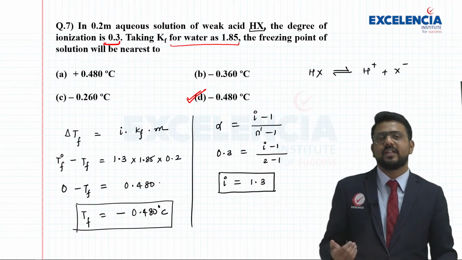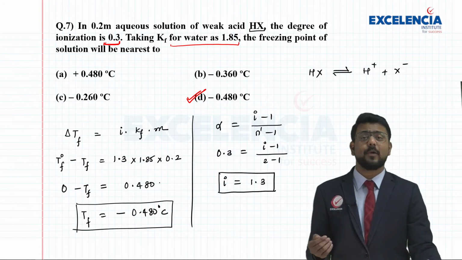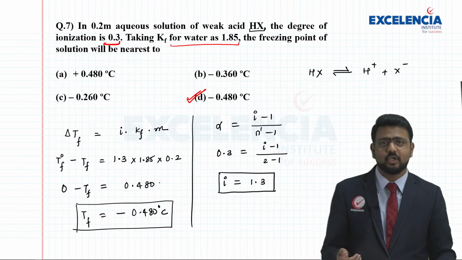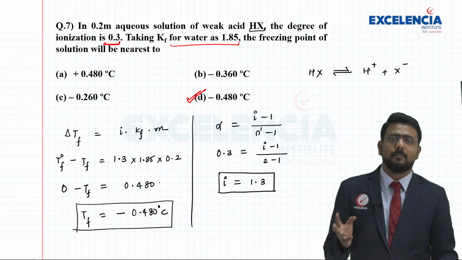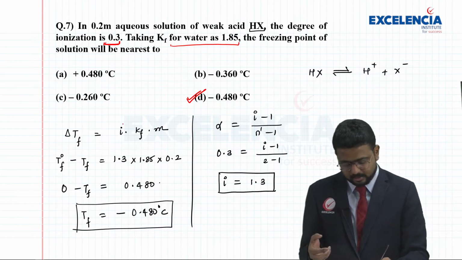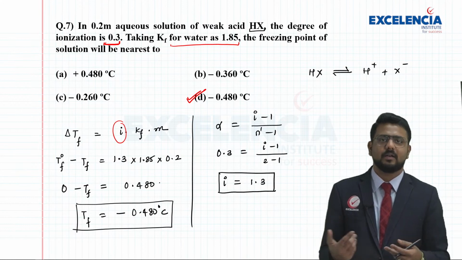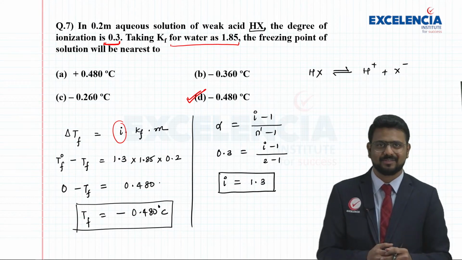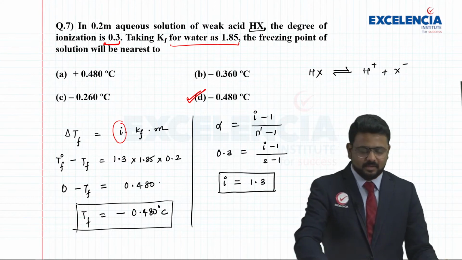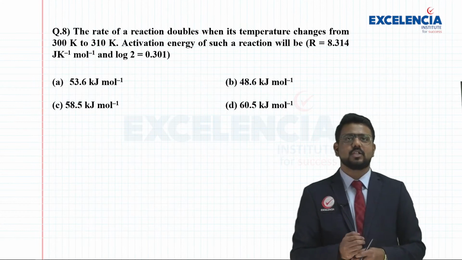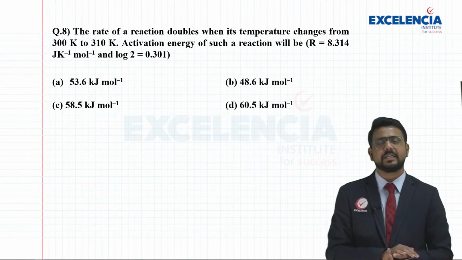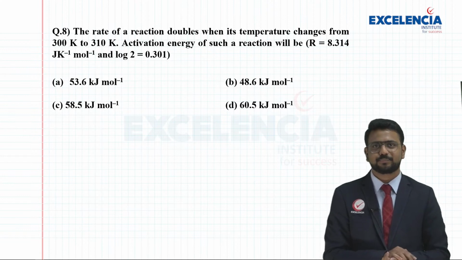Same way, instead of freezing point depression, they can ask you any question based on boiling point elevation for any given electrolyte. Please make sure you consider I. And of course, I have given you the relation between alpha and I, and accordingly you can solve any such question. Alright. Moving on to the next set of questions, which are basically going to deal with chemical kinetics.